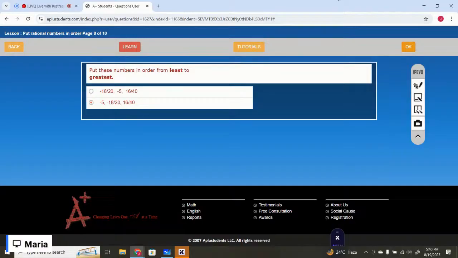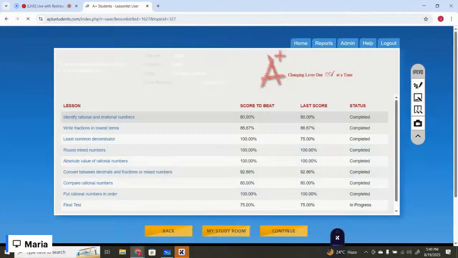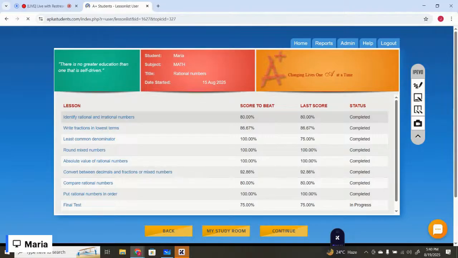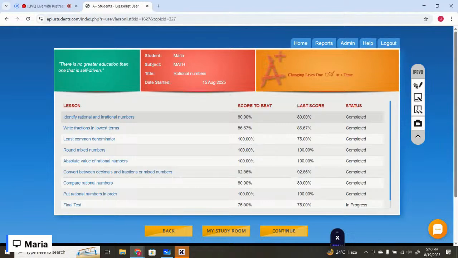Okay, you can complete the lesson by yourself later today. So we were working on grade 8 math. The chapter we were working on is rational numbers. The lessons we have covered today are absolute value of rational numbers, convert between decimals and fractions or mixed numbers, compare rational numbers and put rational numbers in order.